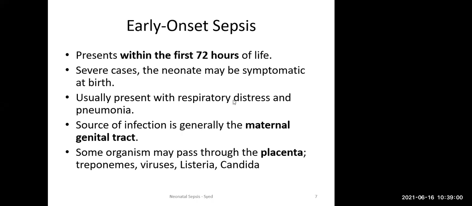Okay, good. That's true. So what happens is, usually the baby is born and swallows all the amniotic fluid and maternal blood. Sometimes they aspirate. So most of the time, the organism has colonized the upper respiratory tract, and then it goes down to the lower. So the usual presentation will be pneumonia.